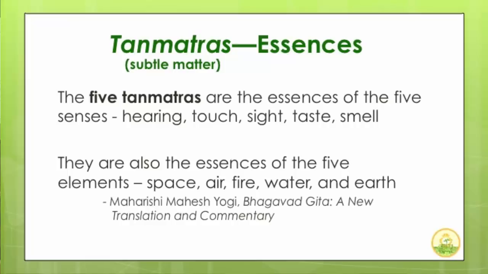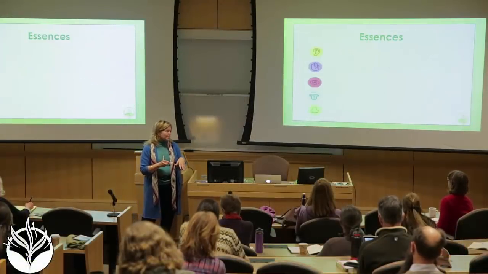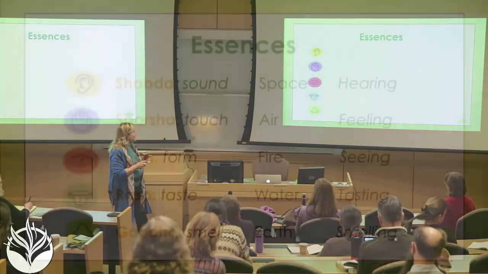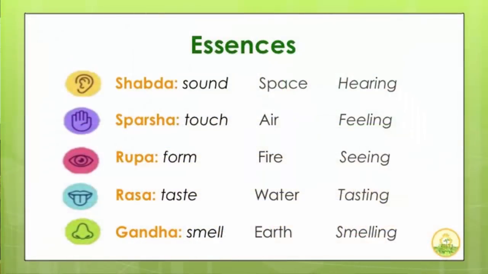And so the essences of the five senses are hearing, touch, sight, taste, and smell. And those are related on a one-to-one correspondence with space, air, fire, water, and earth. So we're starting to get our building blocks here of how things manifest both within ourselves, our bodies, and in our environment. So the essences each have names. I just thought I would include it.